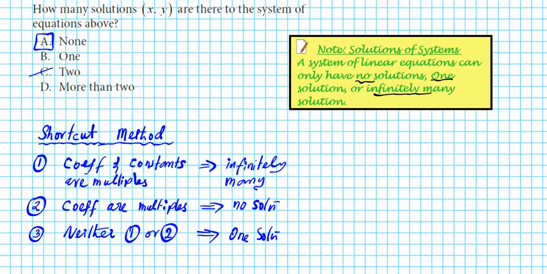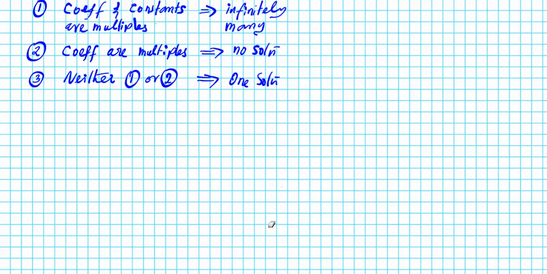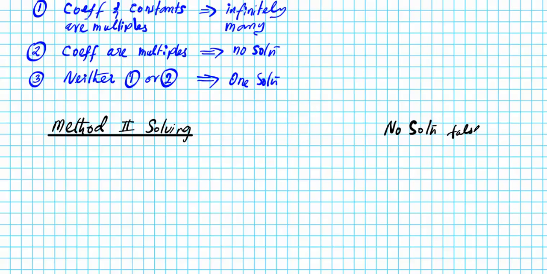Now, let's say that doesn't make any sense. Let's use method 2, which is just solving the system. Now, before you solve a system of linear equations, you should know exactly what kind of solutions you are going to get. Okay, so if you have no solution, what does that look like? No solution involves having a false statement. Okay, so no solution is a false statement.